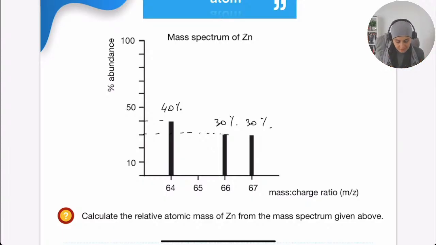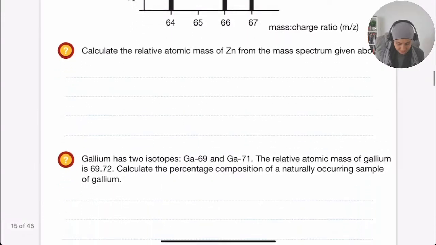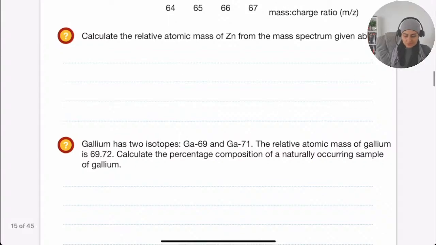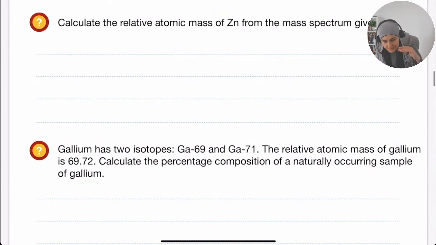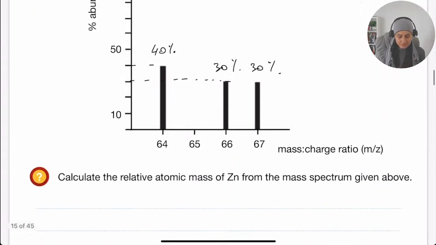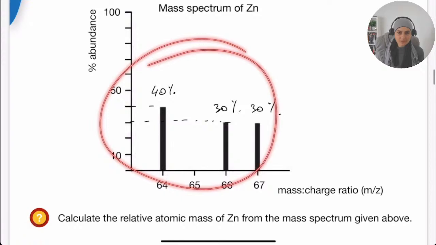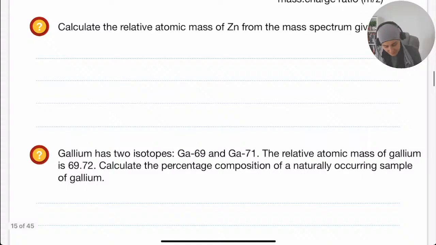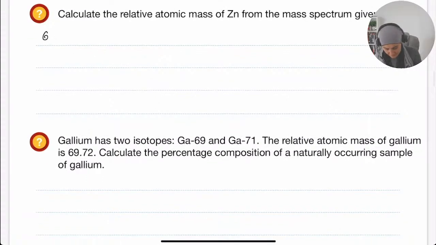Okay, now calculate the relative atomic mass of zinc from the mass spectrum given above. This I would treat as an SL question, but I will write the abundances and percentages. So the only difference between HL and SL here is that for HL they could give you the graph and you have to figure out the isotopes and abundance from the graph. For SL it would be either a table or they would give it to you in the form of just numbers, not a graph.